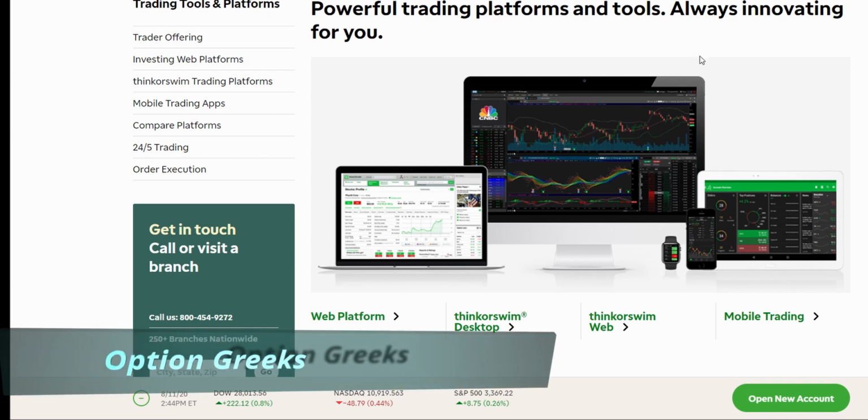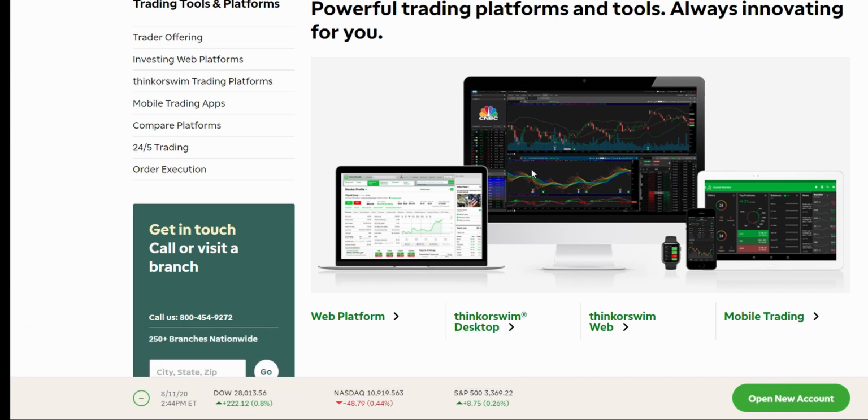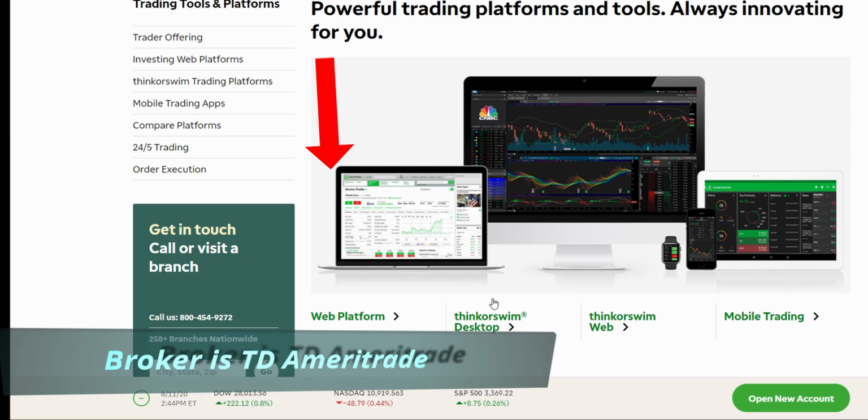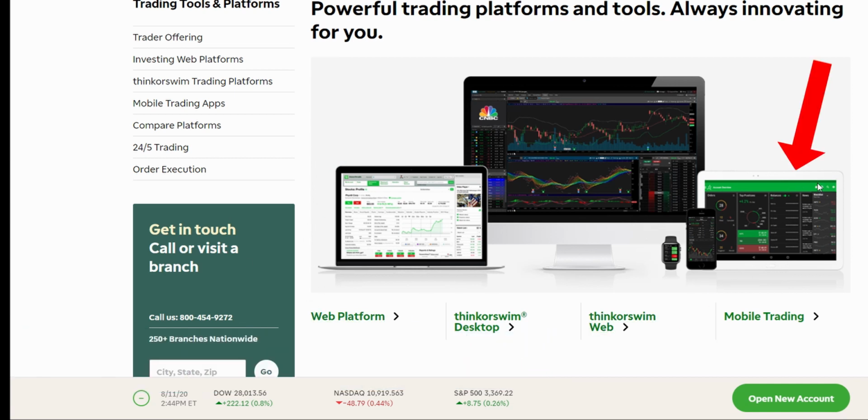What I'm showing you right here is the website for TD Ameritrade. It's a bit confusing sometimes because they have a web-based platform right here, and then they also have mobile trading on your phone. And then they have something called Thinkorswim.